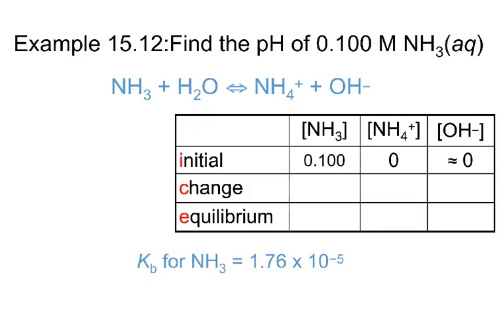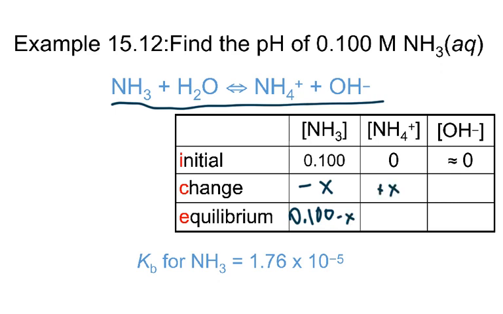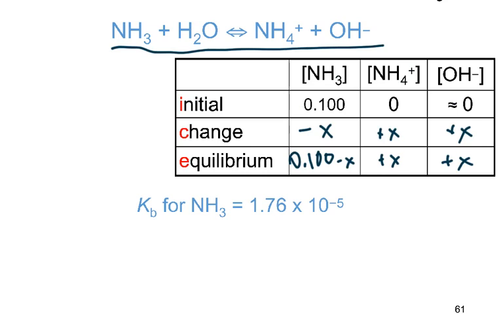So let's practice. Find the pH of 0.1 molar ammonia. We have our equation here with our weak base. Ammonia reacting with water gives us the ammonium ion and hydroxide. Our initial concentration of our ammonia is 0.1. We're going to lose some from our initial base. We're going to gain some acid and OH minus. We have our Kb for ammonia.